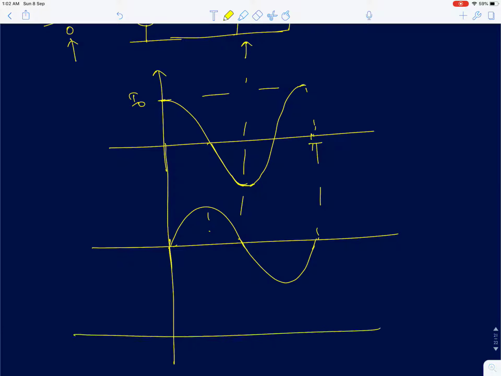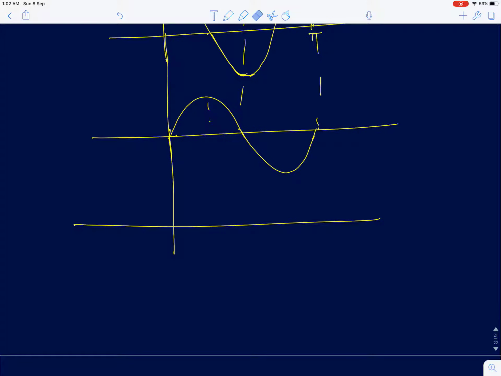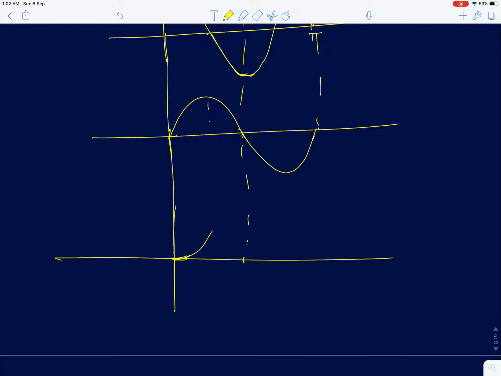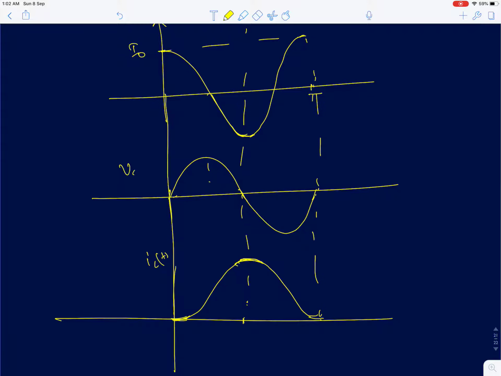Okay, and we also saw the current through the inductor. The current through the inductor for this circuit would reach a peak and go back to 0. So this is the inductor current and this is the capacitor voltage or the tank voltage.